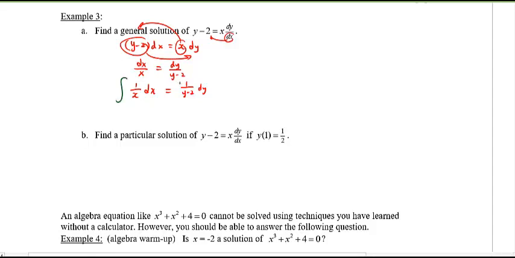What function do I get when I get the integral of 1 over x? That's correct. Our good old natural log of x. Don't forget the absolute value. I'm going to put the plus c on the x side. And then over here, the natural log of the absolute value of y minus 2. Good. Okay.